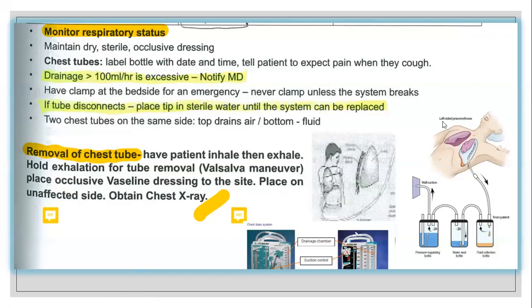For the patient who is under the chest tube procedure, always make sure the water seal is intact. Beside the patient's bed, we should always put some equipment like occlusive dressing, clamps, and also sterile water.